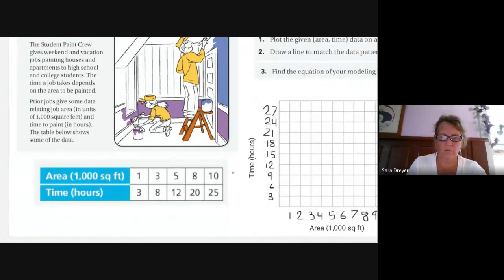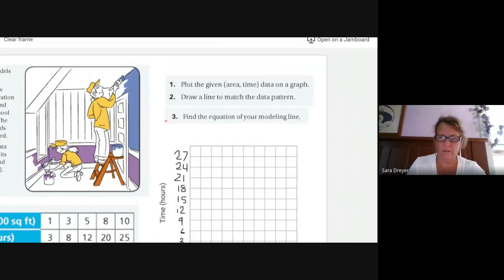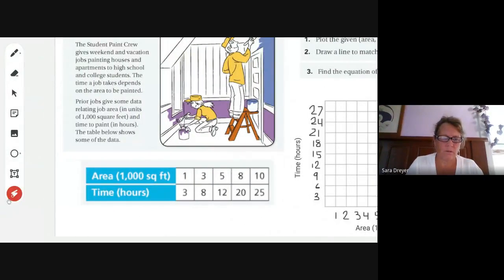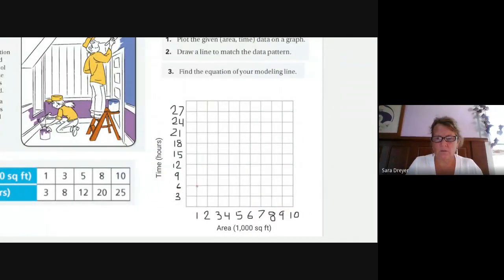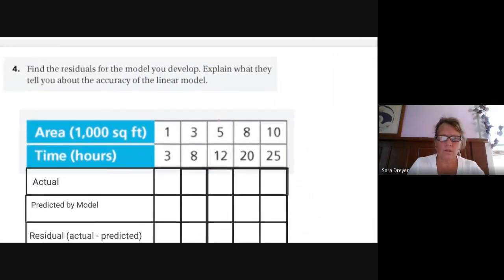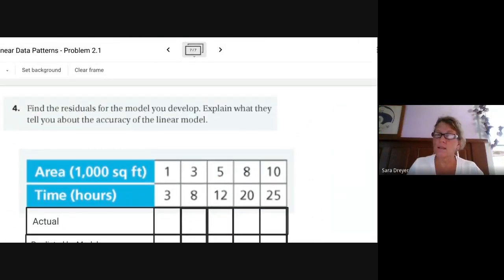This is a paint crew. And you have to plot the given data on a graph. Here's your given data. Here's your graph. So put your plots on there wherever the points are supposed to be. Draw a line to match the data pattern and find the equation of your line. The last thing you do is find the residuals for the model you developed for that line. And you're done.